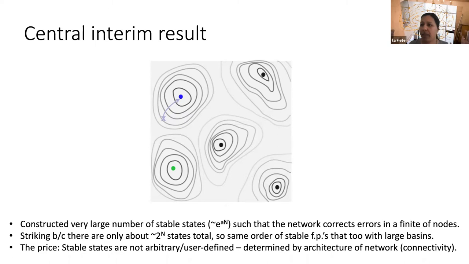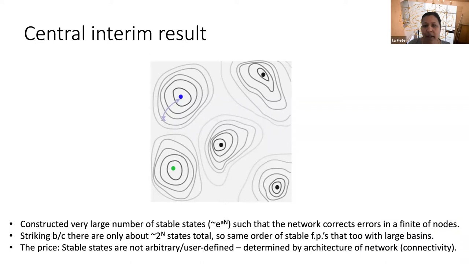Now, the price that we pay with that kind of construction is that these states are not, unlike the Hopfield network, arbitrary or user-defined states. They have no information in them. These are pre-structured states that we have built that are defined by that sparse expander connectivity structure between the hidden and the visible nodes. Once you specify the weights in the network, you have also pre-specified the set of fixed points and they're not user defined. So the question then is, is it possible to utilize this kind of scheme for doing a useful computation?